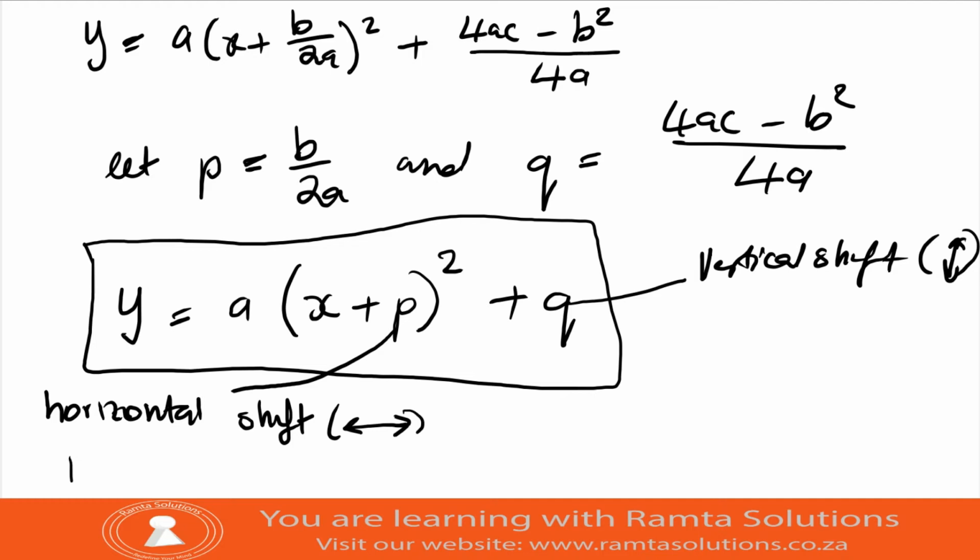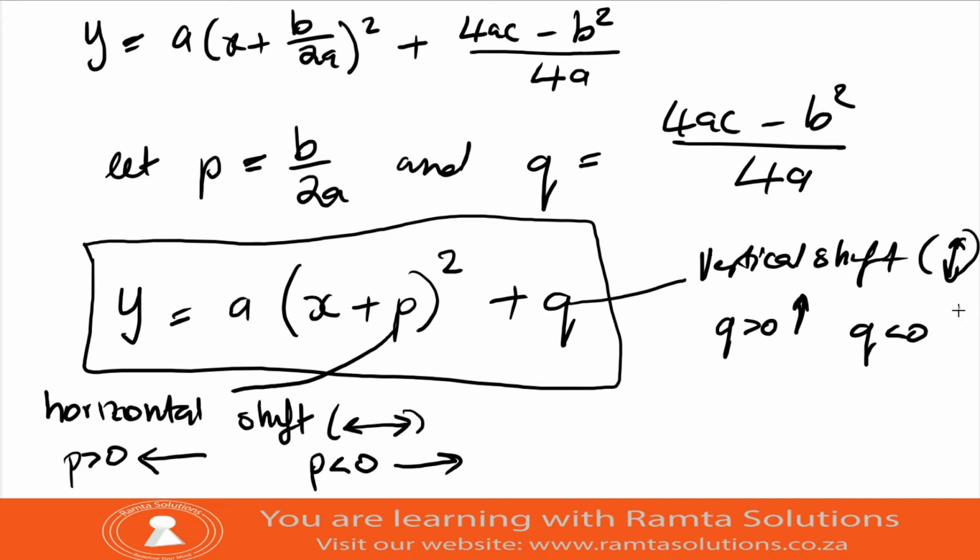So when P is positive, your graph shifts to the left. When P is negative, your graph shifts to the right. Again, with Q, we said when Q is positive, your graph shifts up. When Q is negative, your graph shifts down. This is what you have been saying from grade 10. So here are the conditions.